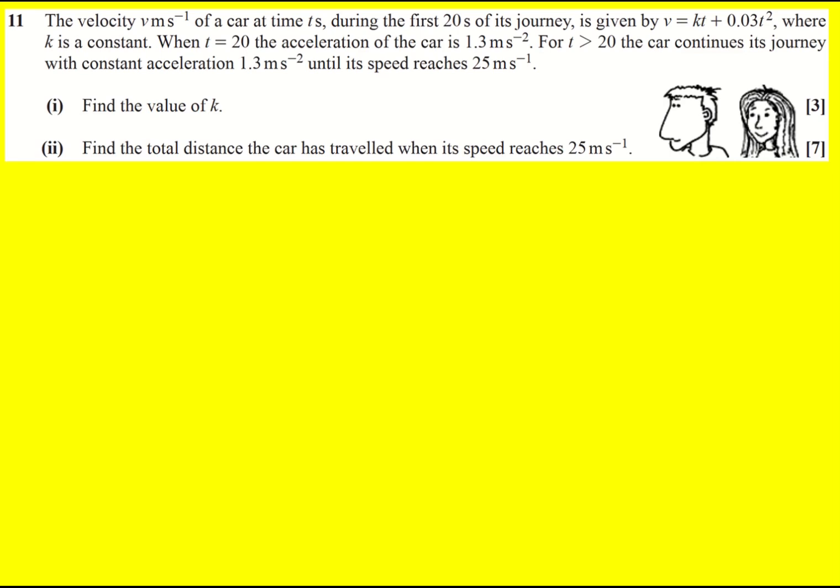This is an interesting question where for the first 20 seconds of the journey, we get variable acceleration because v is not only dependent on t, but on t squared. And then after that, we have constant acceleration. So v is kt plus 0.03 t squared.